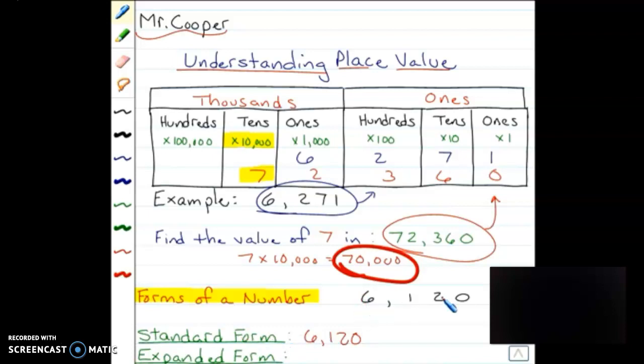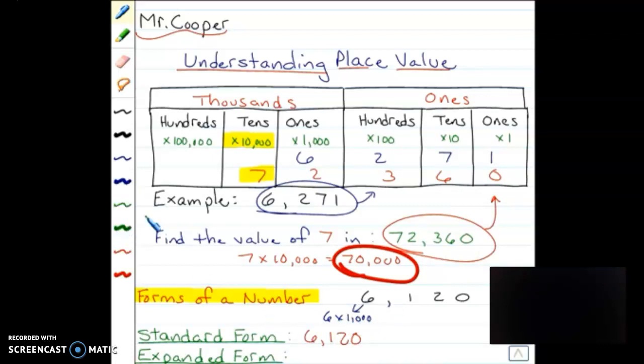Standard form is just the normal form of a number. Expanded form goes into the value of the digits. Just like we found the value of the 7, let's find the value of every single digit in 6,120. To find the value of the 6, it is in the 1,000s column, so it's 6 times 1,000.